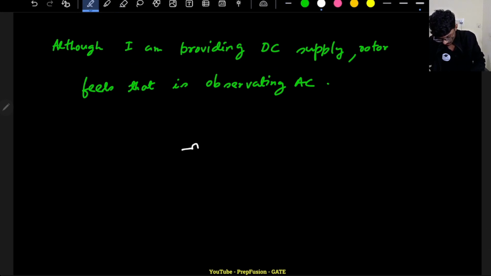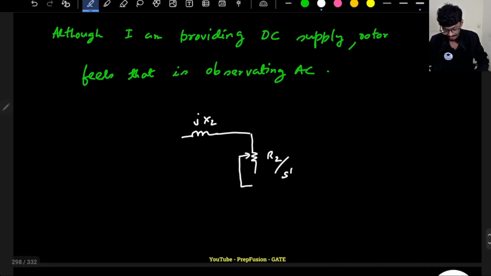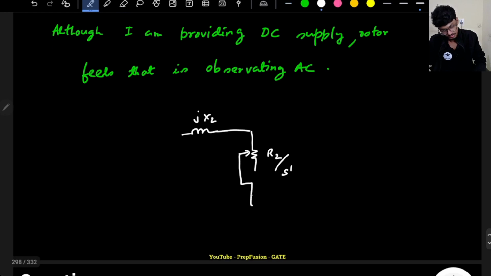This is my jX2, and I'm directly drawing the rotor equivalent, the electrical equivalent of the load, basically including the winding resistance, R2 divided by S prime. Now remember, this time the slip will be different. Why will the slip be different? Because remember, the slip was with respect to the stator rotating magnetic field. Now there is no NS, there is no stator rotating magnetic field. NS is 0 now. The stator magnetic field is not rotating, so slip also will change. We will discuss this.